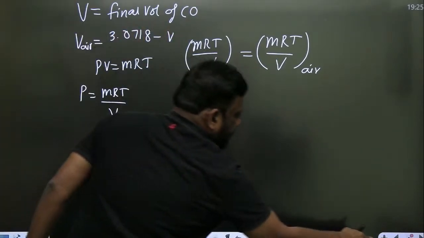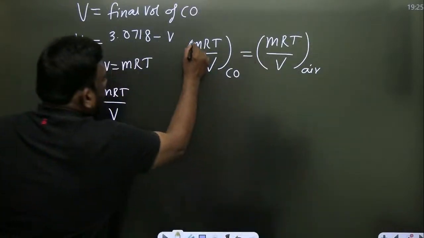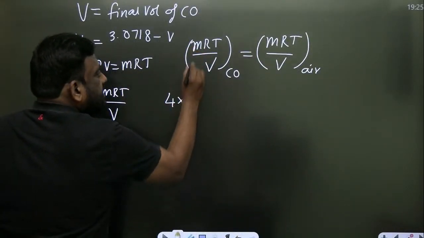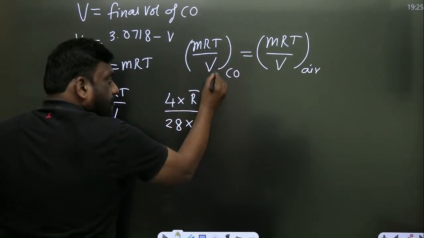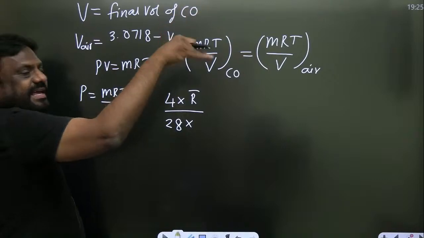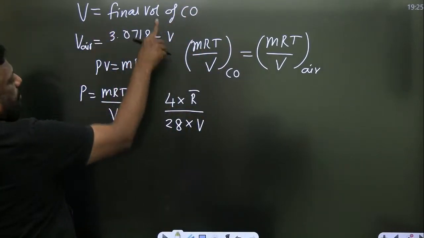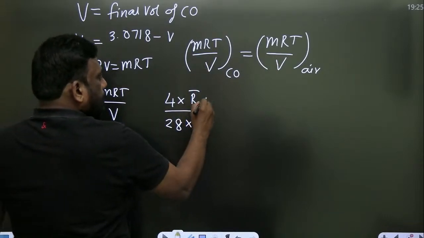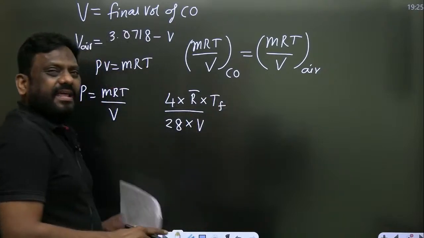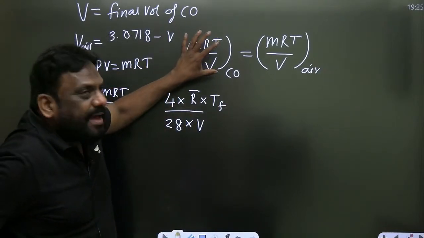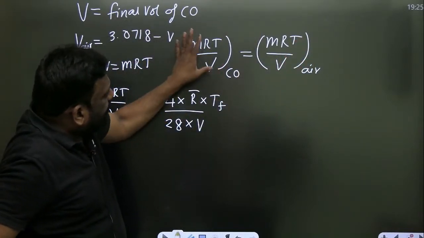What is the mass given? Carbon monoxide 4, air is 2. Carbon monoxide 4. What is R? R bar by 28. Very good, sirs. What is the volume of carbon monoxide finally, in equilibrium? V. Excellent. V is the volume of carbon monoxide. R into T, and T is T final. This is the equation I am applying for the final equilibrium pressure. So for both it should be the same.